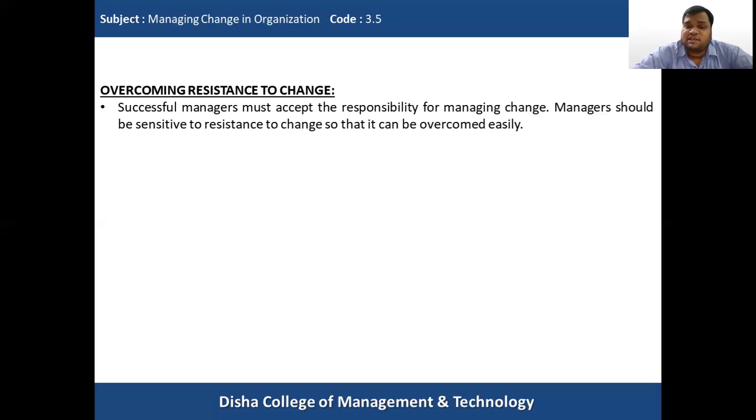Once they are sensitive and understand the issues due to which people resist the change, it will be easier for them to overcome this resistance and make the employees accept or embrace the change. So it is very important for successful managers to accept the responsibility for managing the change and also be very sensitive towards the issue of resistance to change so that they can easily overcome it.